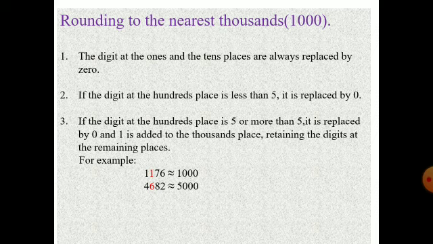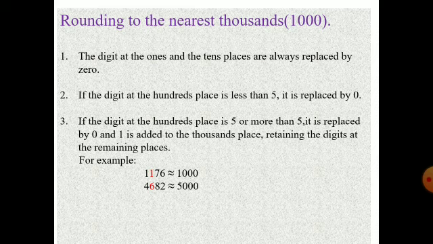For example, 1176. As per step 1, replace the digits at ones and tens place by 0. Next, check the digit at hundreds place. Since it is less than 5, replace it by 0 as per step 2. So, on rounding off the number 1176 to the nearest thousands, we get its approximate value as 1000.